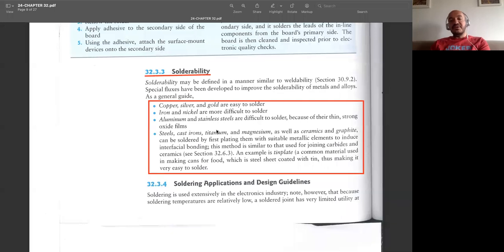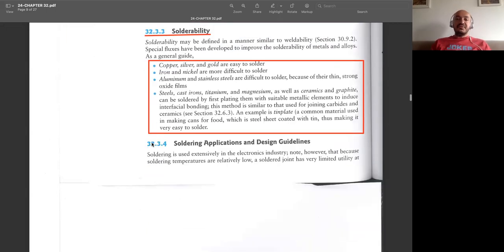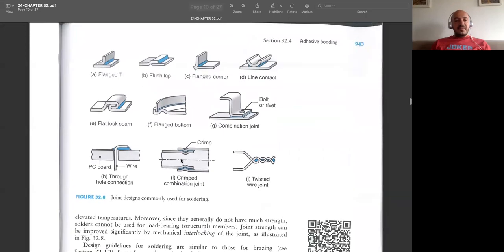So what we do, if you want to solder them, then you need to do some plating first with some solderable metals, and then later do the soldering operation. You can see some joint designs for soldering, somewhat similar to brazing. So we should have a little gap at the interface between the products, and then by melting our filler metal, these gaps will be filled with filler metal.